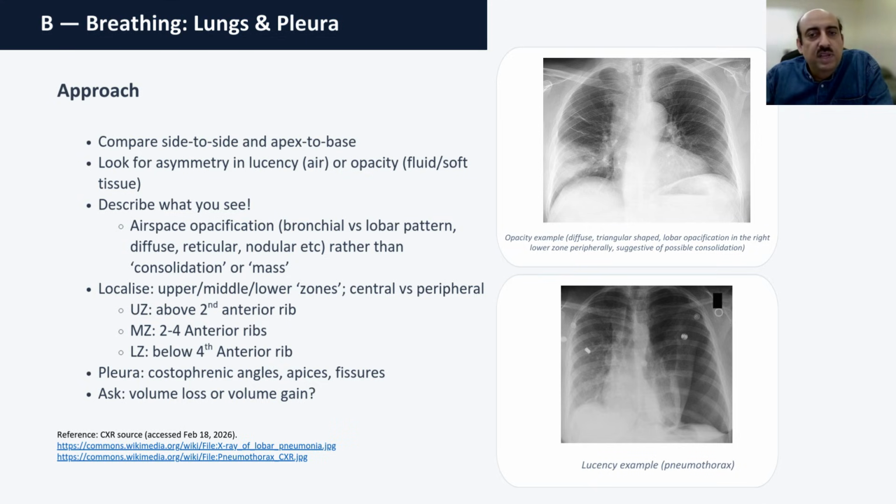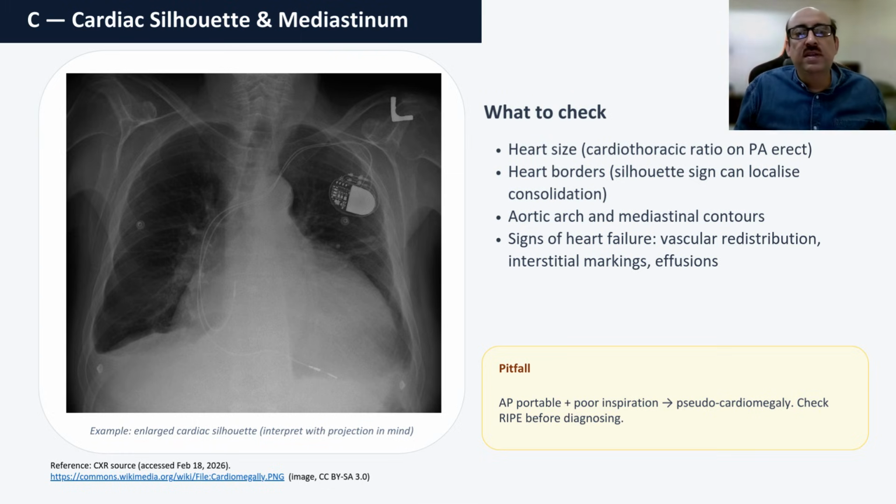The lower x-ray is an example of lucency. You can clearly see the edge of the pneumothorax and the distal, peripheral part totally devoid of any lung markings, vascular markings. C: cardiac silhouette and mediastinum.